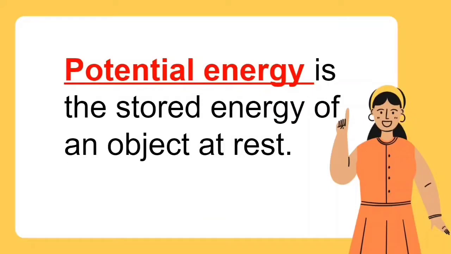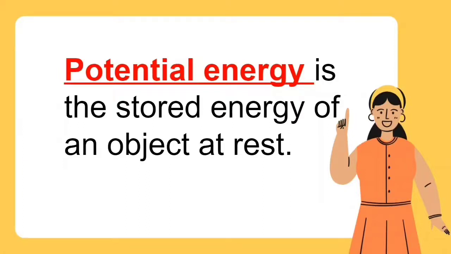Potential energy is the stored energy of an object at rest. This stored energy is based on the state, arrangement, or position of the object. Alternatively, you can imagine it as an energy that has the potential to do work. When the state, arrangement, or position of the object changes, the stored energy is released.